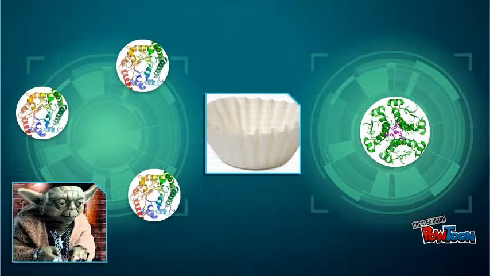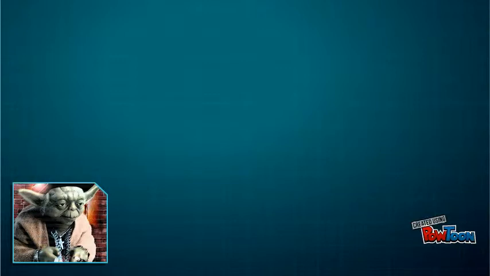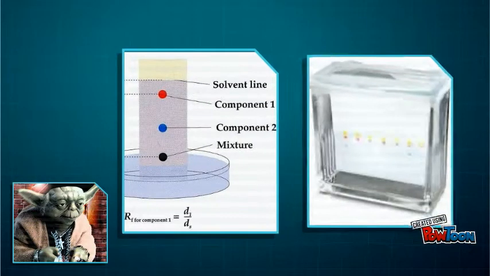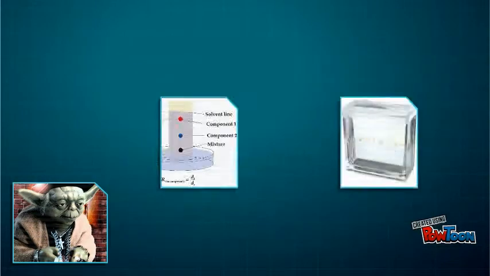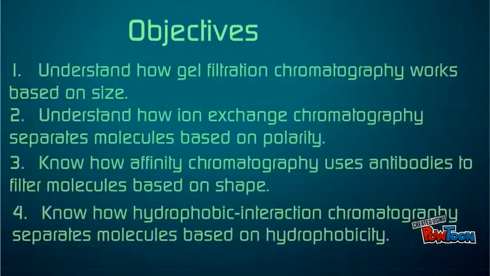Of course, there are a variety of different forms of chromatography, with their specific uses, such as paper and thin layer, but here we'll just focus on the four main column types. Our objectives are simple, and they encompass the four columns.